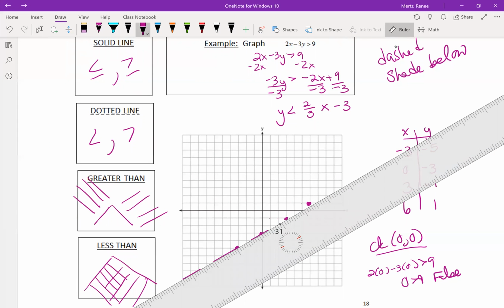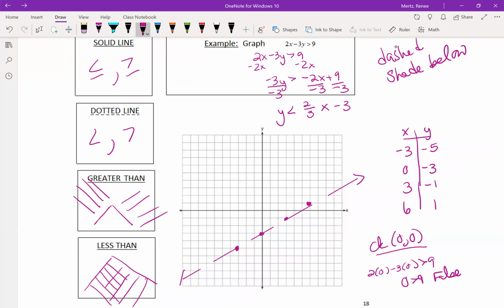So we're just going to go dashed, shade below. Label with the original, 2x minus 3y is greater than 9. Very nice.